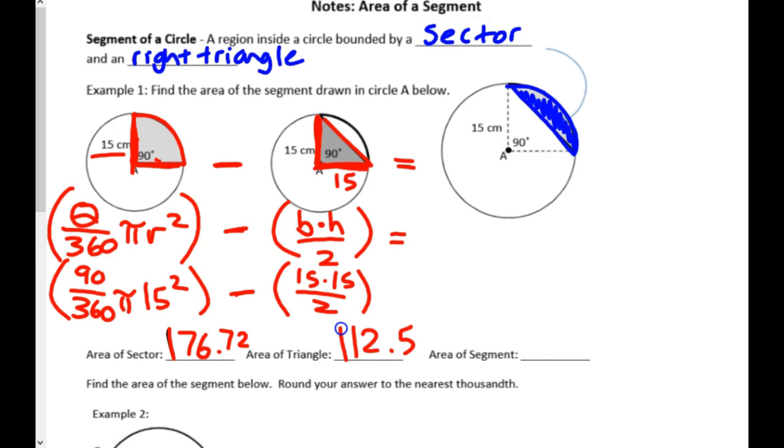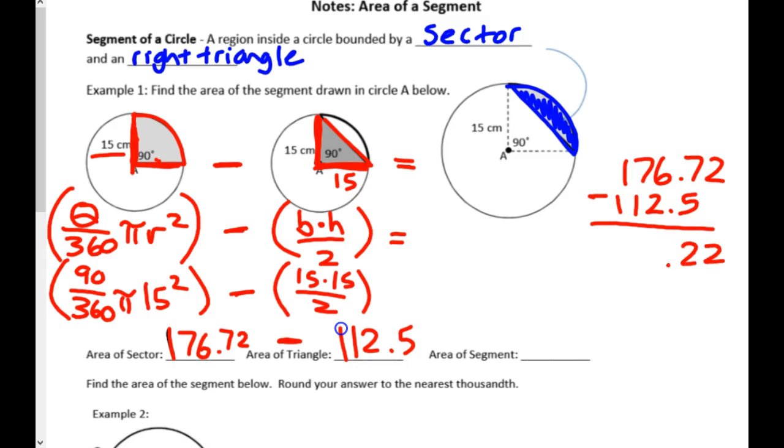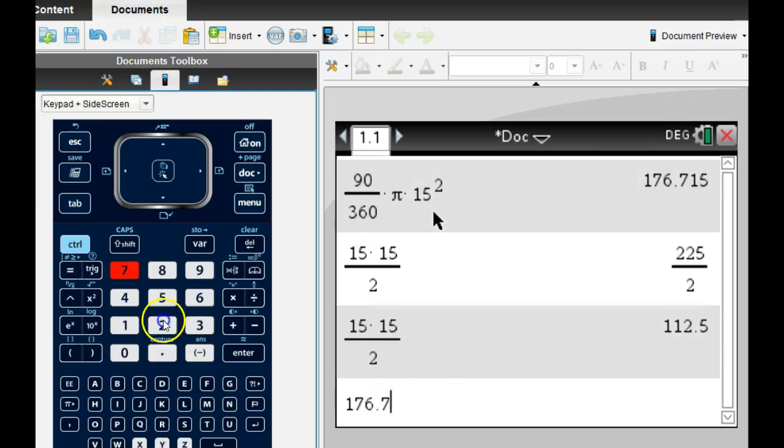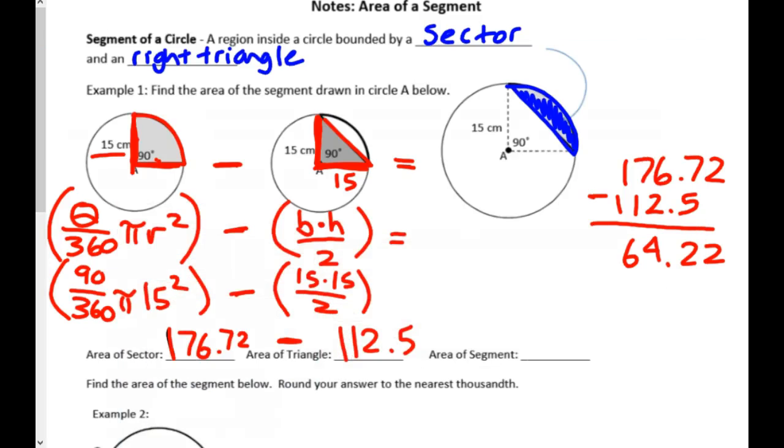Okay. So, my last step. Take the sector minus the triangle. Okay? So, 176.72 minus 112.5. Now, you don't have to do it like this mentally, but we could do it in our calculator. 176.72 minus 112.5.